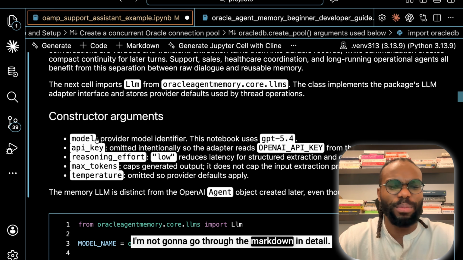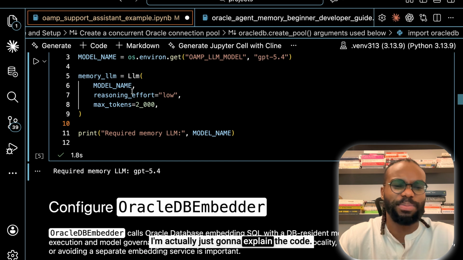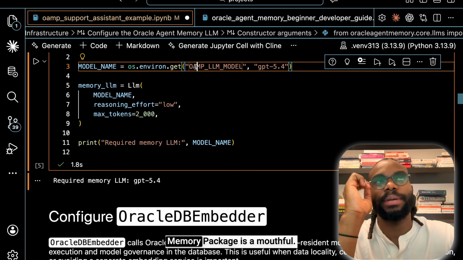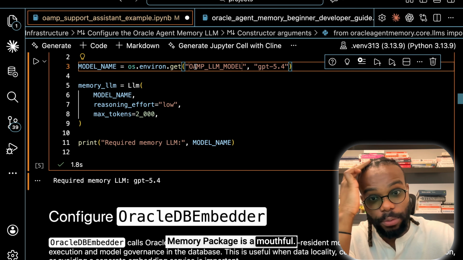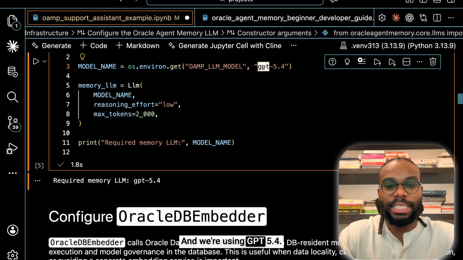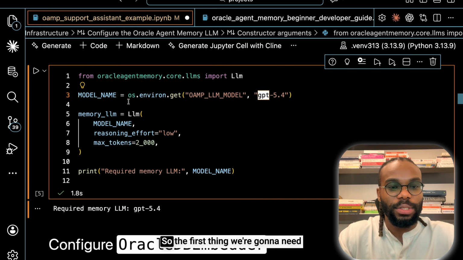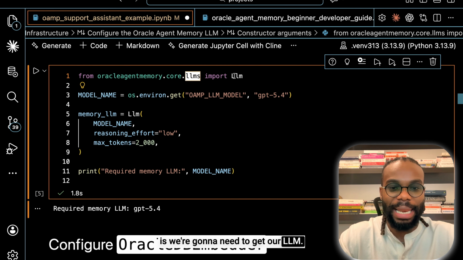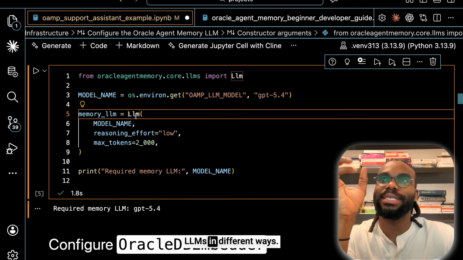I'm not going to go through the markdown in detail. I'm just going to explain the code. I call it OAMP because Oracle Agent Memory Package is a mouthful, so when you hear me say OAMP, that's what I mean. And we're using GPT 5.4. The first thing we need is our LLM. You're going to see we're using LLMs in different ways.